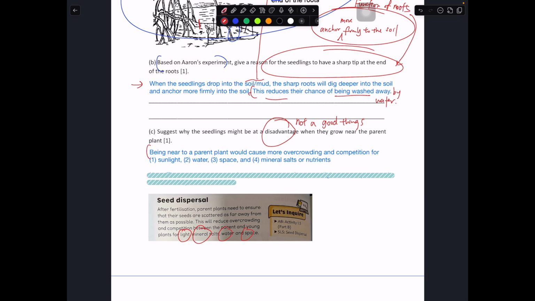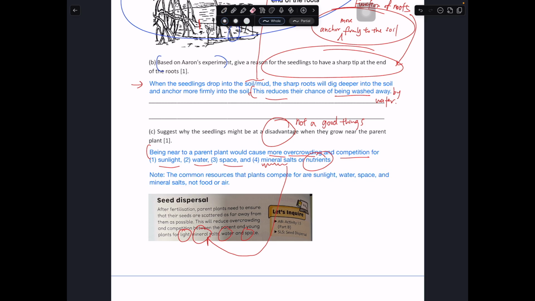Being near to the parent plant will cause more overcrowding and competition for sunlight, water, space, and mineral salts or nutrients. Some schools still use nutrients. I guess they thought that the word nutrients really shows that there's competition for this. But usually most schools these days will use mineral salts because the textbook has changed to mineral salts. So using mineral salts will be much better as compared to the word nutrients, because it reflects what has changed in the textbook itself.